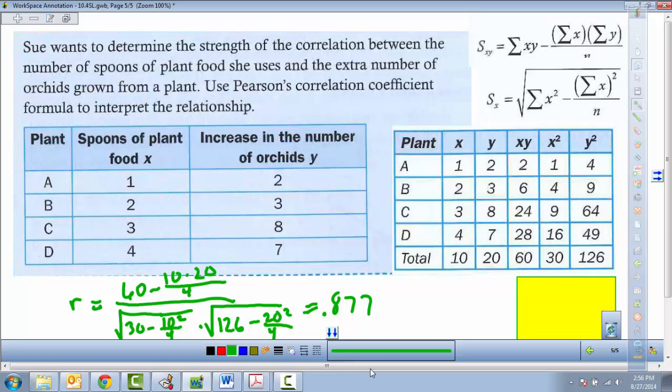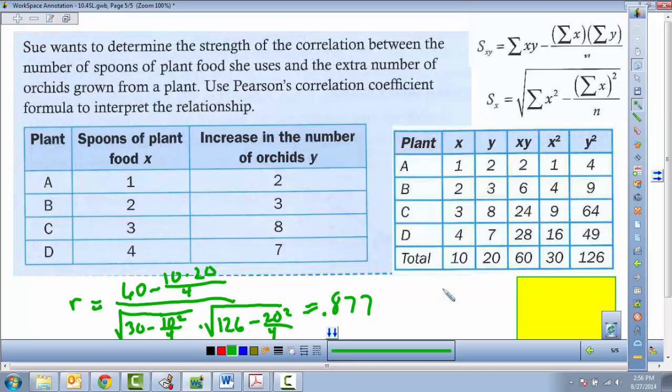Now we can see that this data is fairly strongly correlated. This is greater than 0.75, and it has positive correlation. Its slope is going to be positive. So we had to use the calculator anyways. So anybody thinking, well, why didn't we just use our linear regression calculator in our calculator?